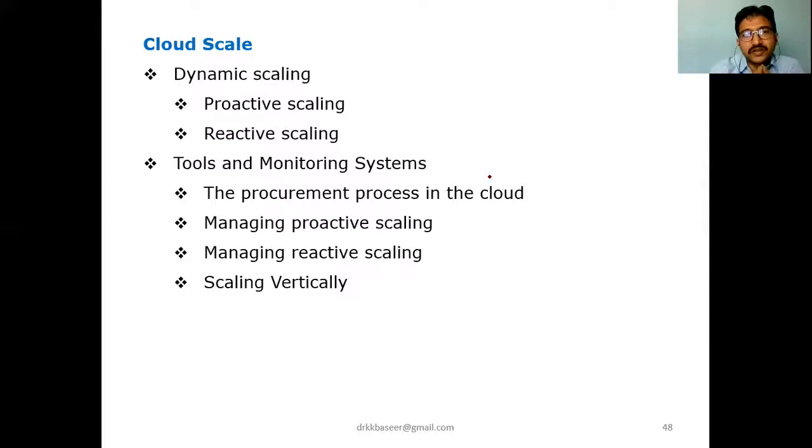Last topic of this unit, cloud scale. Cloud scale has dynamic scaling, and the next topic is tools and monitoring systems. Now, these two topics we are going to see in this cloud scale. First, let me see what actually cloud scale means.